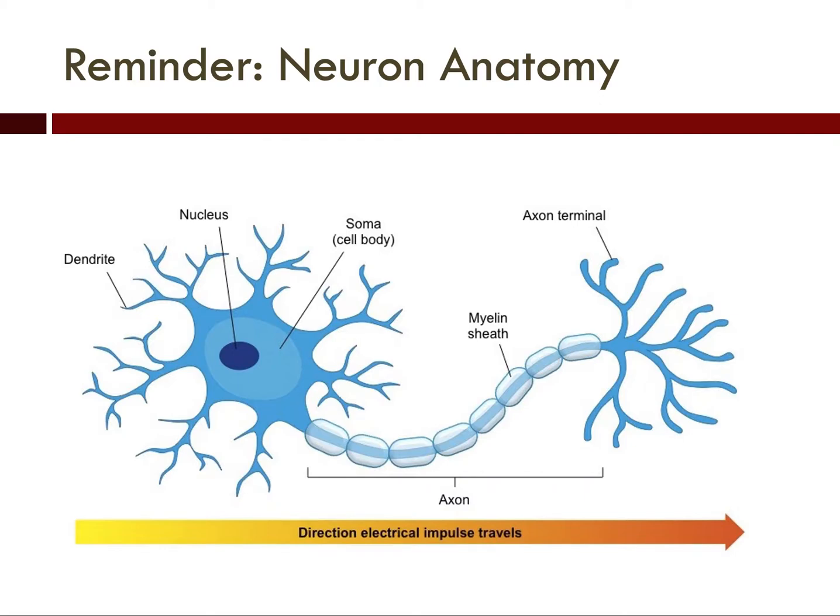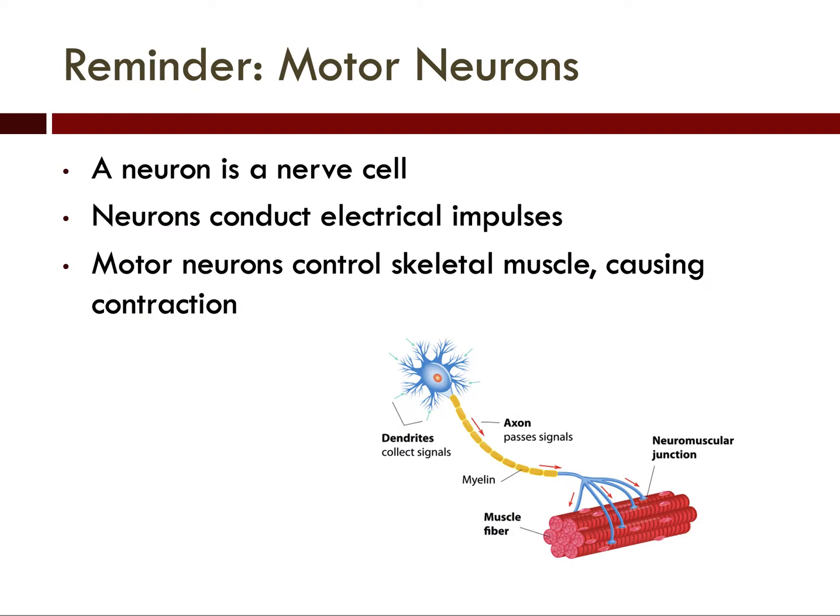As a reminder, you have a neuron, which is a basic nerve cell, and an impulse is going to travel from this end where it was received by the dendrite. It's going to go down the axon and reach the axon terminals. As another reminder, a neuron, as we know, is a nerve cell.